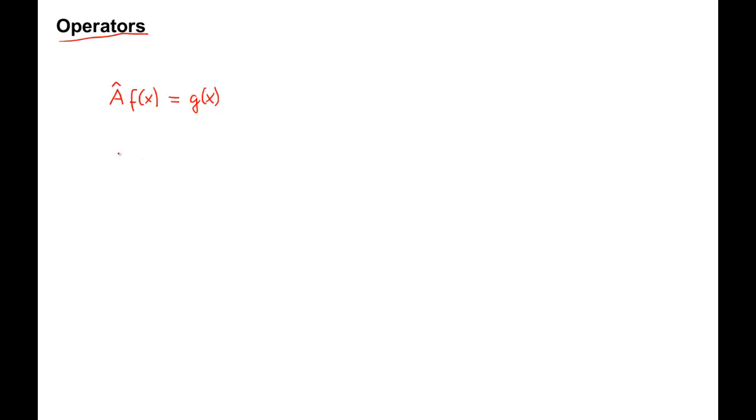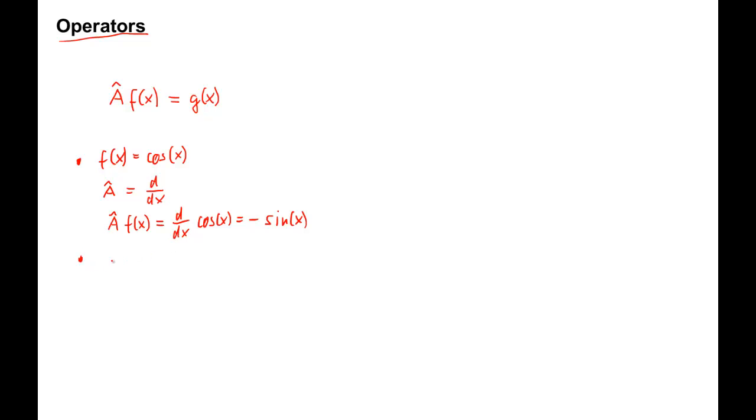Here's an example. Let's assume f of x is cosine of x, and the operator is the first derivative, d dx. Then a operating on f of x equals d dx cosine x, which of course is minus sine of x.